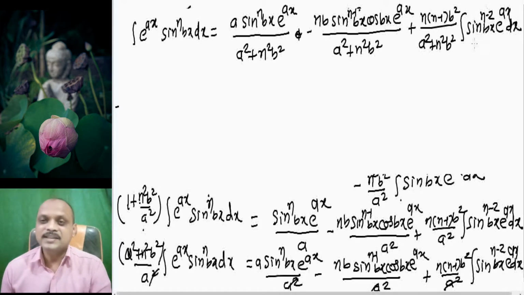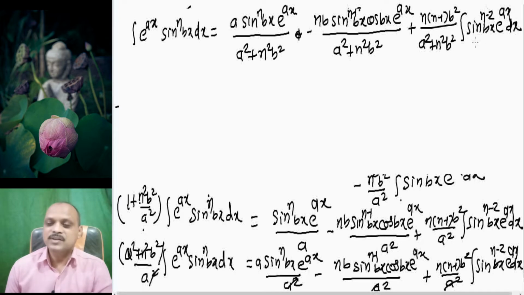Why do we call it a reduction formula? Because you can see that the integration term is reduced by 2. In the integration we have sin raised to n bx, and when we have applied the integration by parts, this power is reduced to n minus 2, decreased by 2. So this is called a reduction formula for sin raised to n bx into e raised to ax.